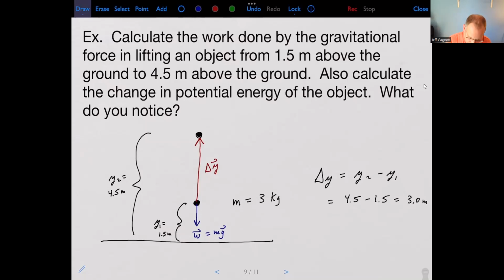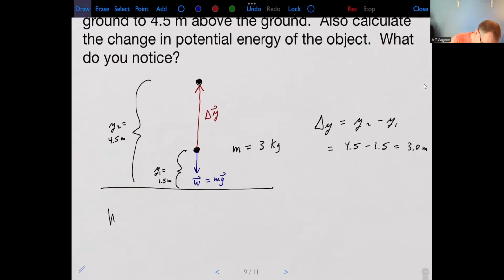We want to find the work done by the gravitational force, which is the weight. Well, remember, in general, it's going to be the magnitude of that force times the displacement, which is delta y in this case, times the cosine of the angle between those two vectors. But since the gravitational force, the weight, is acting down and the displacement is up, the angle between them is 180 degrees. So this is really the cosine of 180 degrees. And then I can write the weight as just mg, so mg times delta y times cosine of 180.